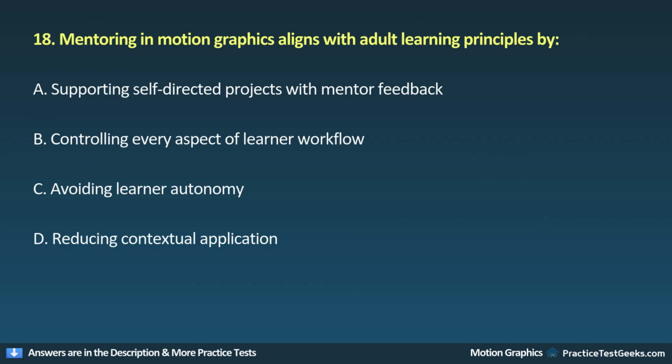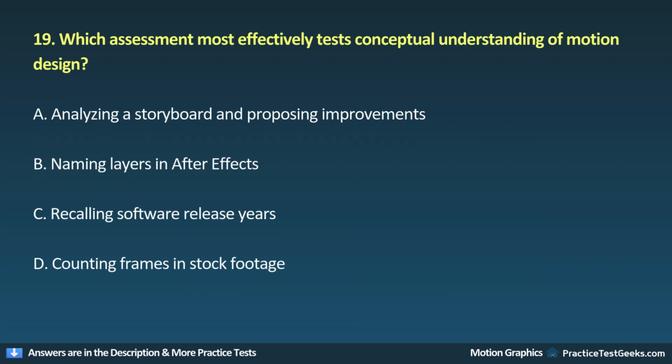18. Mentoring in motion graphics aligns with adult learning principles by: A. Supporting self-directed projects with mentor feedback. B. Controlling every aspect of learner workflow. C. Avoiding learner autonomy. D. Reducing contextual application.